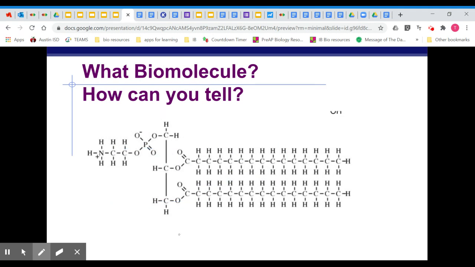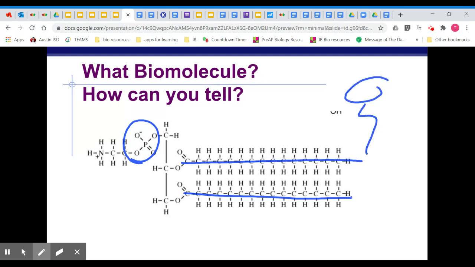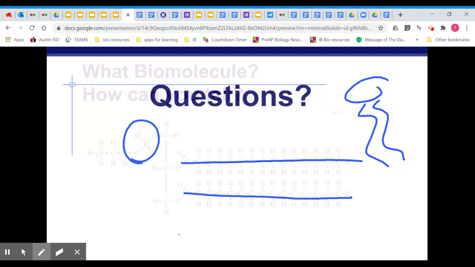All right, this one is a little bit tricky because I do have a phosphorus in there. I've got that phosphate, but I don't have a sugar and I don't have any nitrogen. I do have this long fatty acid tail. I've got 2 of them. So this is going to be a lipid. That's a phospholipid. So those are in your cell membranes.